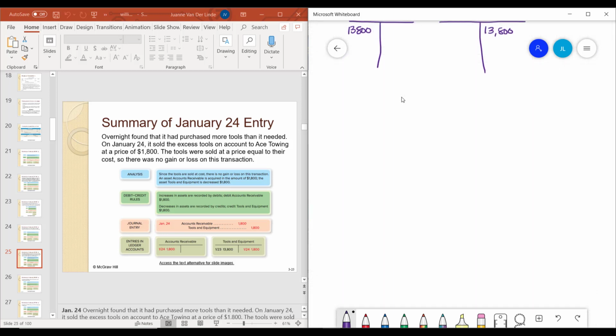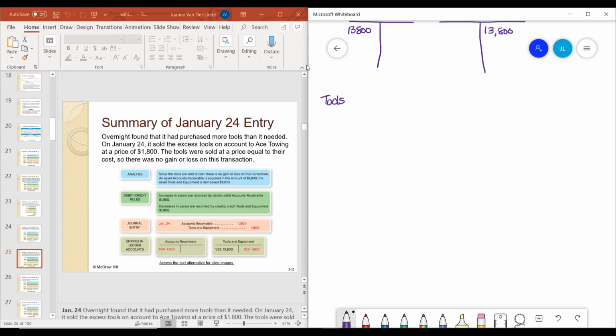Overnight found that it had purchased more tools than it needed. On January 24th, it sold the excess tools on account to Ace Towing at a price of $1,800. The tools were sold at a price equal to their cost, so there was no gain or loss on the transaction. So there are a couple things that are happening here. So we sold some of the tools to another company. And it doesn't say we sold it for cash, so we can assume there's an accounts receivable involved.